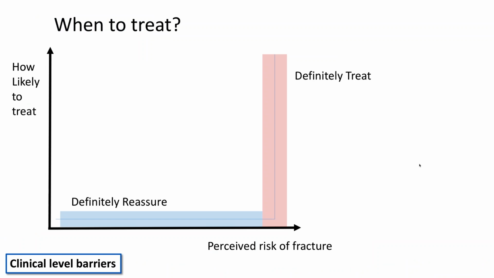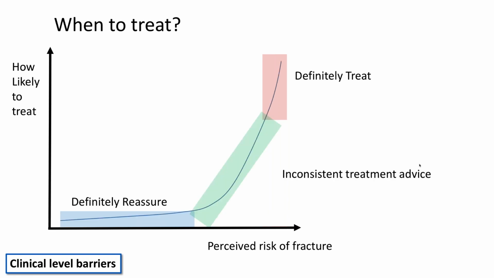So let's just talk about clinical barriers. Ideally, we'd want to have the red and the blue. So how likely you are to treat depends on the perceived risk of fracture. And at a certain threshold, we definitely treat everyone. And below that, we definitely reassure everyone. And this is what patients and payers think happens in the medical world. For those of us who live in the medical world, we know actually there's quite a big green area where there's inconsistent treatment advice between countries, between hospitals, between physicians within the same hospital.